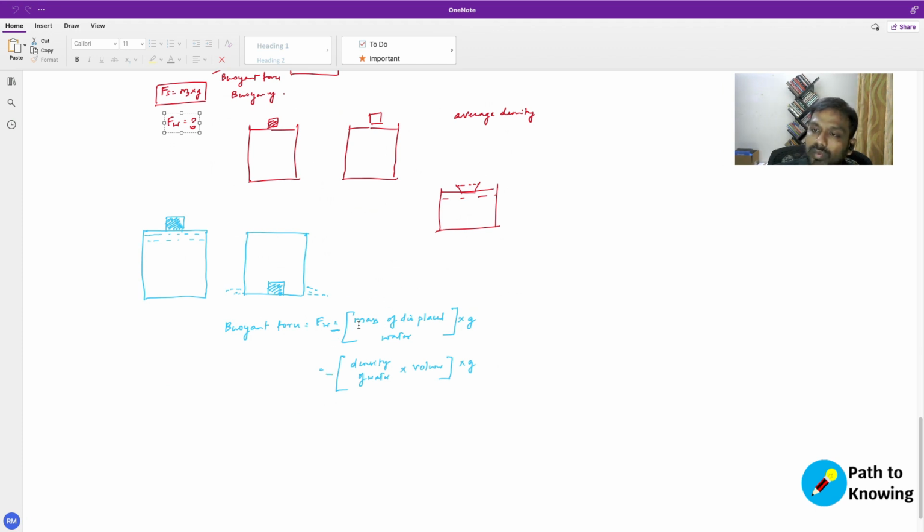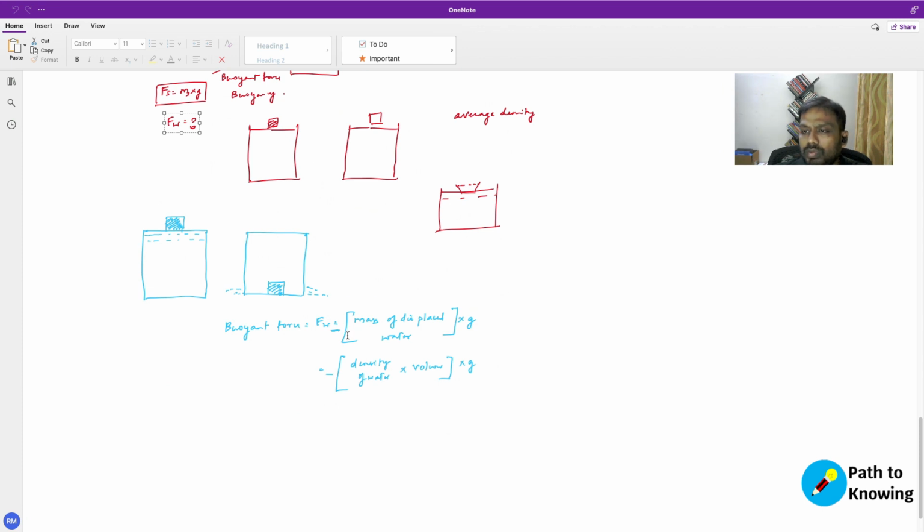And we know that mass is nothing but density times volume, because density is nothing but mass by volume. So this volume is the volume of the object here, and this is the density of the water. The density of the water times the volume of the object gives you the mass of the water that is displaced, and when you multiply that with gravity, that gives you the buoyant force, right?